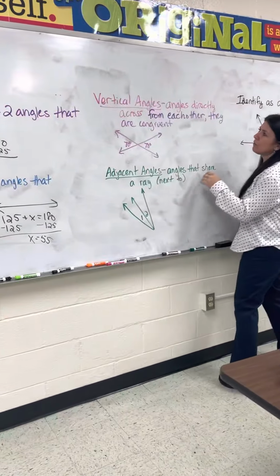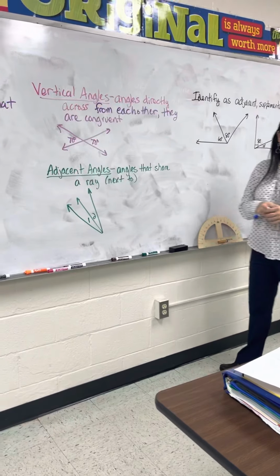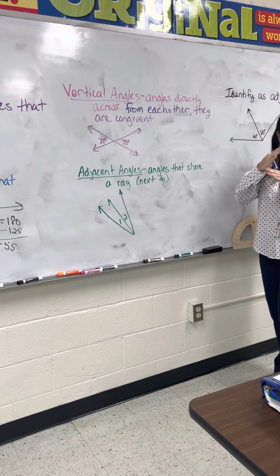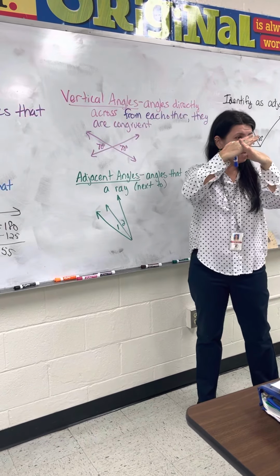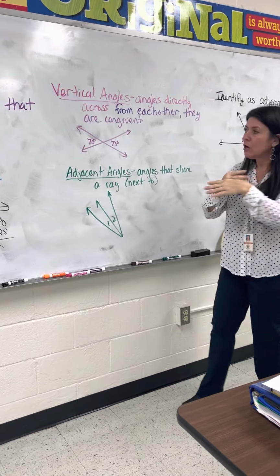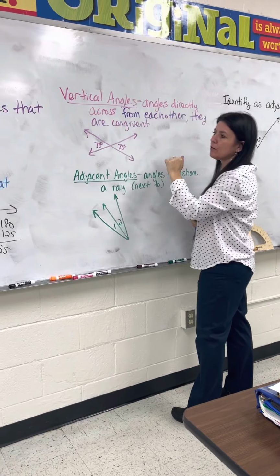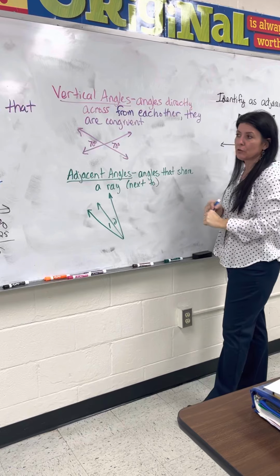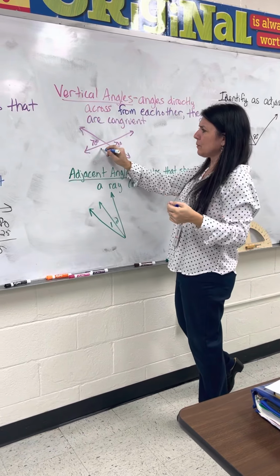Vertical angles. Vertical angles are directly across from one another and they're congruent. So what you want to look for congruent angles is like an X or a cross. You're looking for that intersection. When you find that intersection, vertical angles are directly across from one another. So these 2 are vertical and congruent, and then this would be 110.